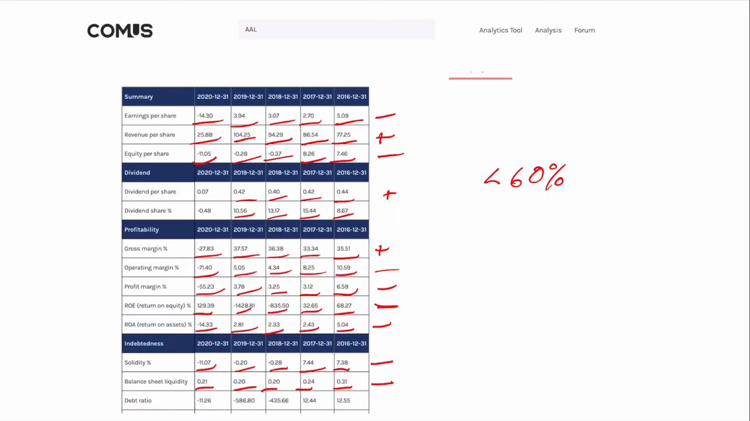Debt ratio went from 12.5 down to negative 11.2, and has been doing lower numbers. I like this. So this is a plus. Basically, the last year when they had negative 11, that means that the company has 11 times more equity than debt in the company, which is a plus. I like this.